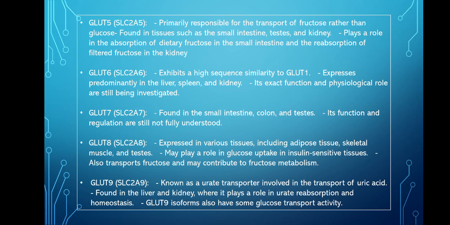It is predominantly expressed in the liver, spleen, and kidney. Its exact function and physiological roles are still being investigated. GLUT7 is found in the small intestine, colon, and testes. Its function and regulation are also not fully understood.